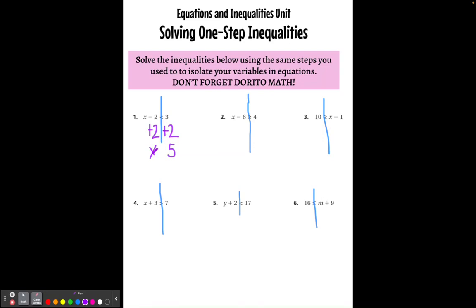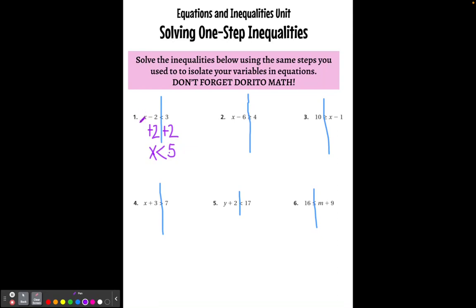The only thing different, you guys, is I'm not bringing down an equal sign. I'm bringing down the inequality symbol. So whatever my variable is, it's going to be less than 5. That's what I'm saying. So if I'm going to plug something in here, it has to be a number less than 5 to make it true.